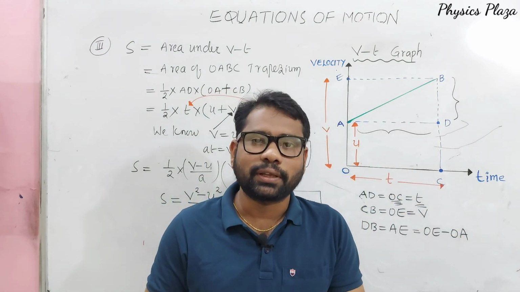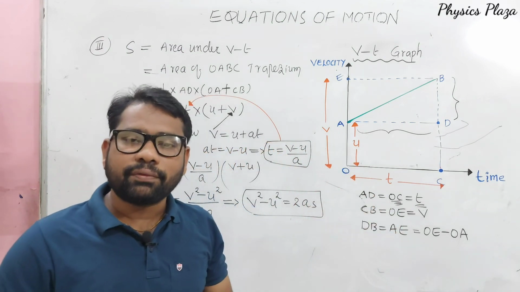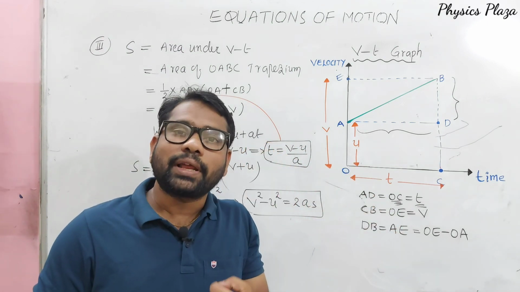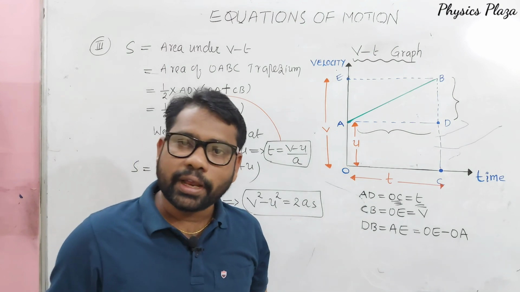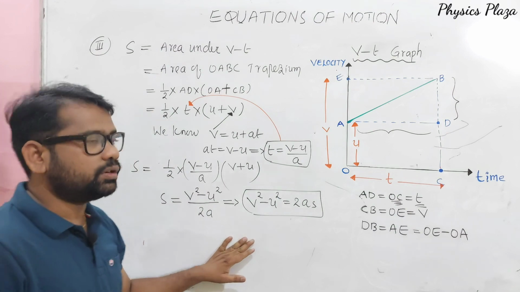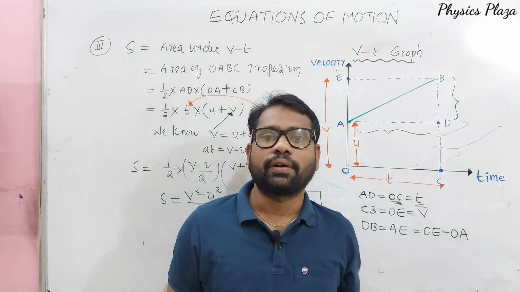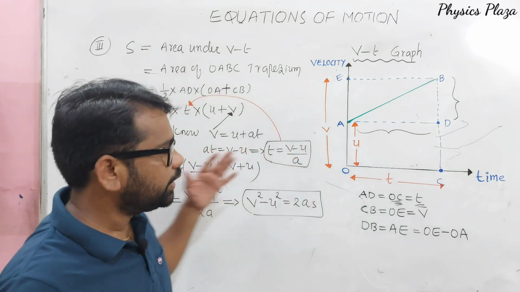Very simple thing. First, we calculated the slope of the velocity time graph, with which we could derive the first equation of motion. Whereas to derive the second and third equations of motion, we calculated the area under the velocity time graph. Okay, children? Fine.